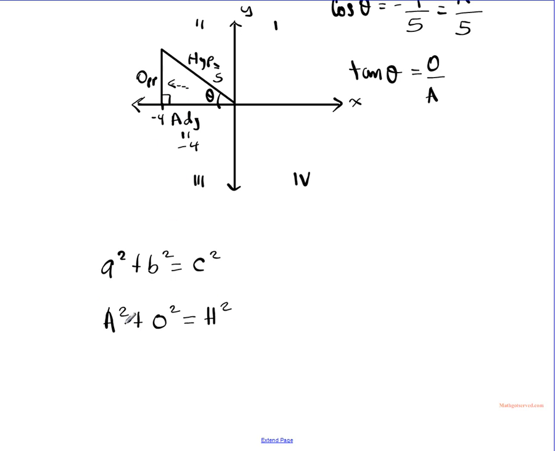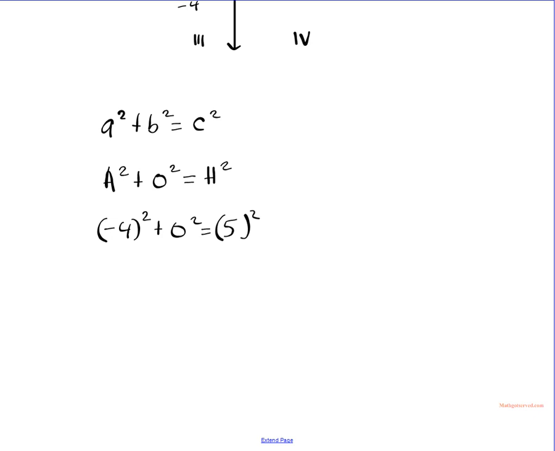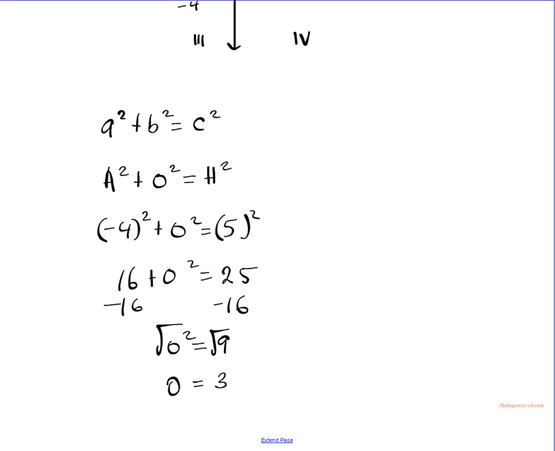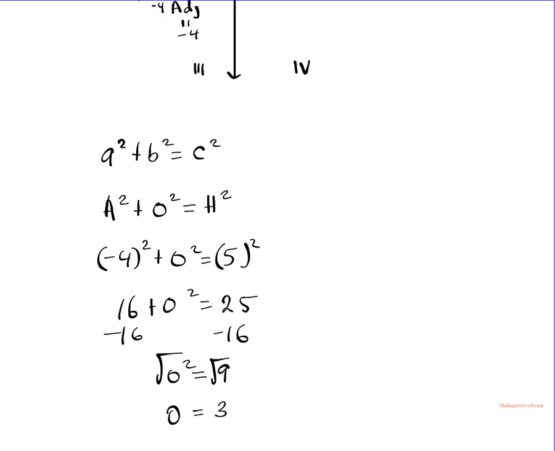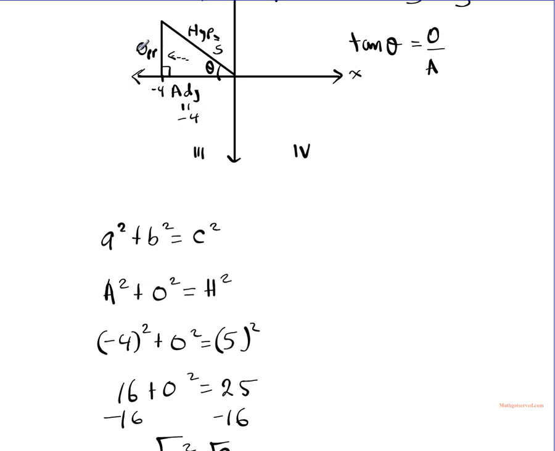All right, so I know A is negative 4 squared plus O squared, and H is 5 squared. I simplify that, and I'm going to have 16 plus O squared equals 25. Subtract 16 from both sides. I'll have O squared equals 9. Take the square root of both sides and you have your opposite equals 3. So there goes your opposite. Your opposite is 3.